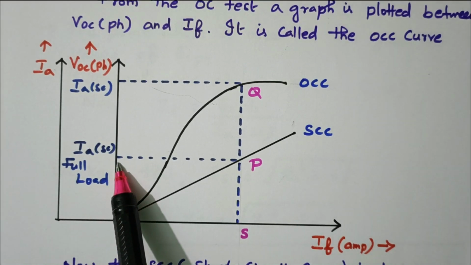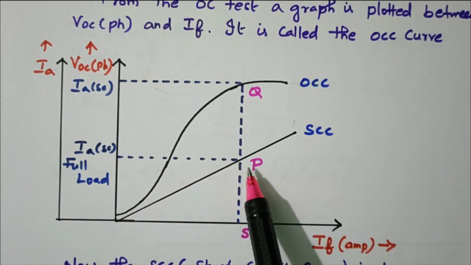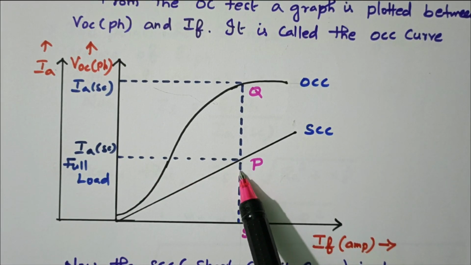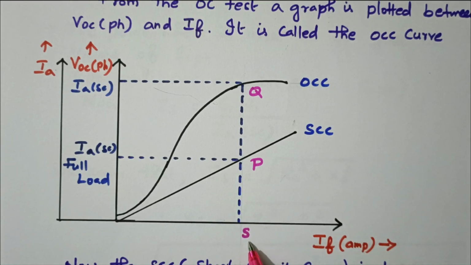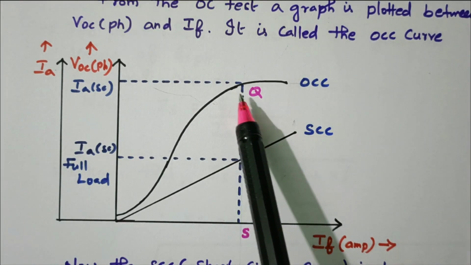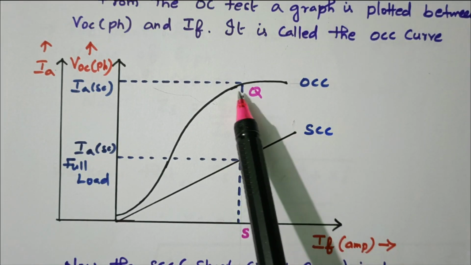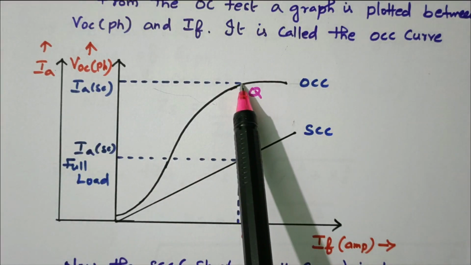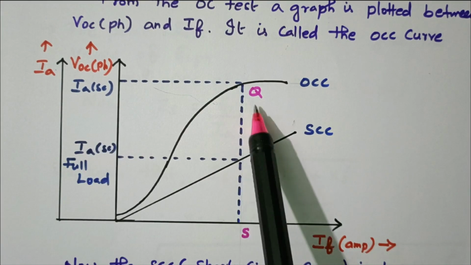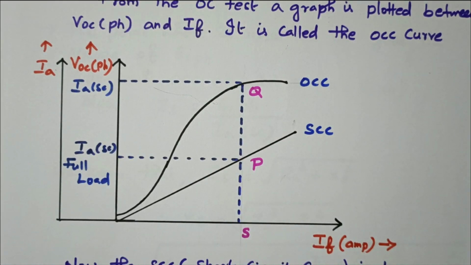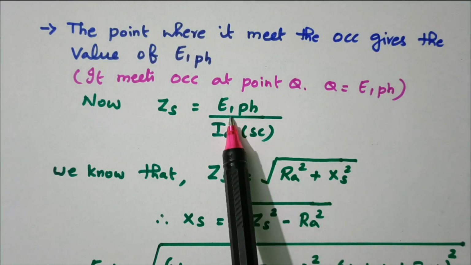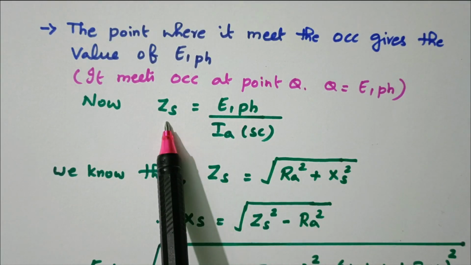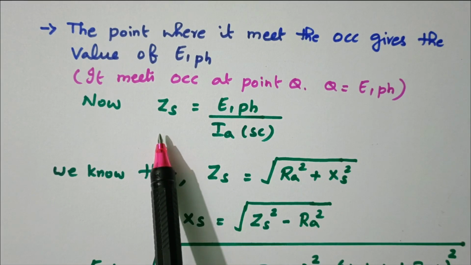So for the full load armature current, one line is drawn, that is point P. It is downward. We have to draw one more line downwards where it cuts point S, that is E1 phase. Draw the line upwards that cuts the OCC curve at Q. The corresponding current is called IASC. So from point Q we are able to get IASC as well as E1 phase. So from this E1 phase and IASC we are able to find the ZS, right?